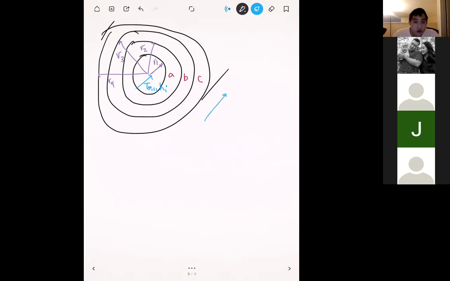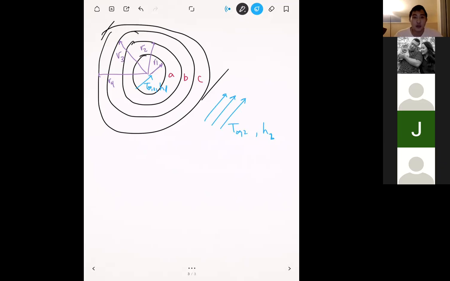And then on the exterior here, we have more heat transfer due to convection, but with a different temperature and a different convection coefficient. So let's say we have T infinity 2 and H2, which we'll call this H1, T1 and H1.